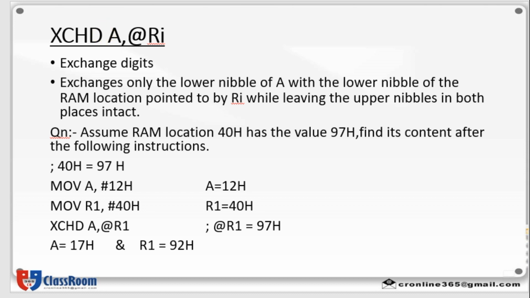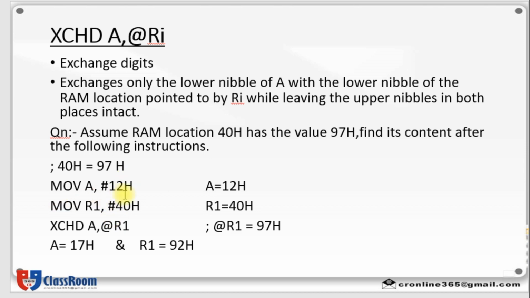For example, consider this question. Assume RAM location 40H has the value 97H. Find its content after the following instructions. So 40H will be having the value 97. Then MOV A, #12H, that is, the accumulator will be having the value 12H. Then MOV R1, #40H, that means R1 will be having the value.